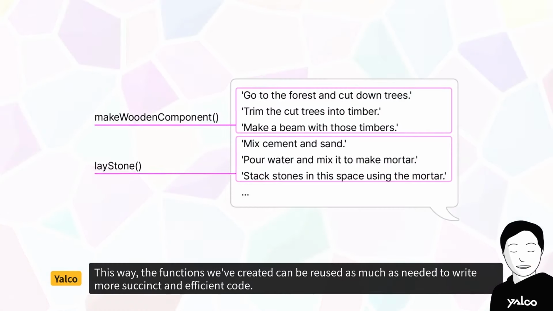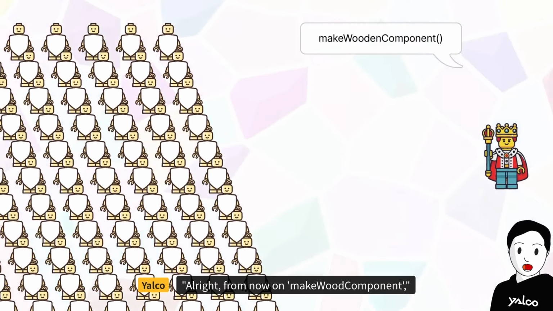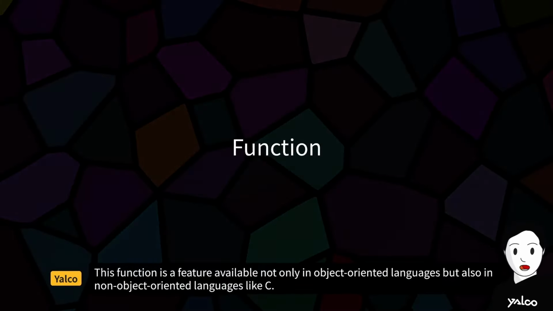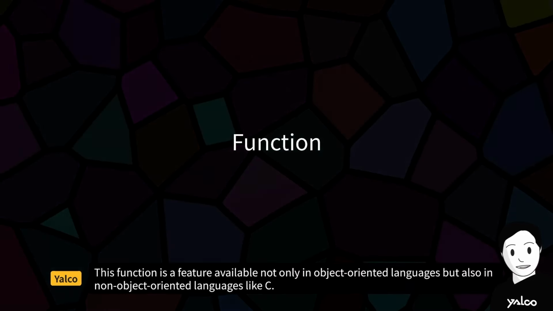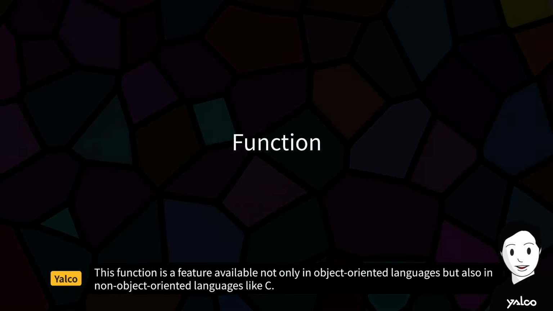This way, the functions we've created can be reused as much as needed to write more succinct and efficient code. Now developers can command their laborers. Alright, from now on, make wood component, this time lay stone, and so on. This function is a feature available not only in object-oriented languages, but also in non-object-oriented languages like C.